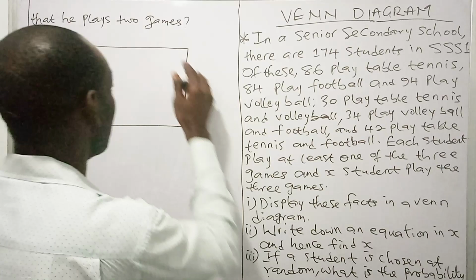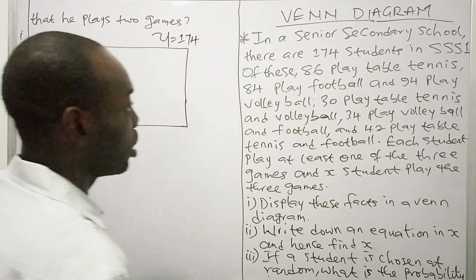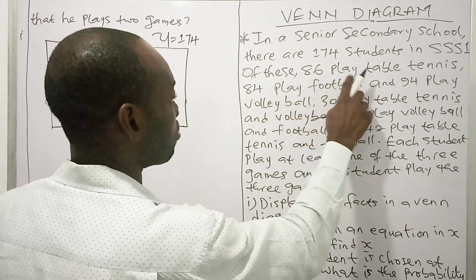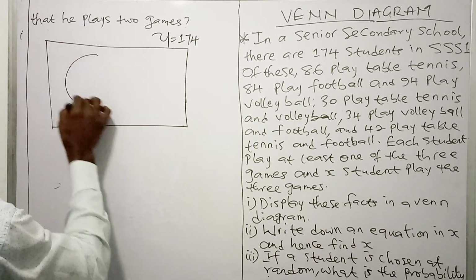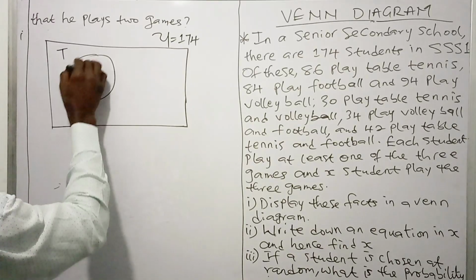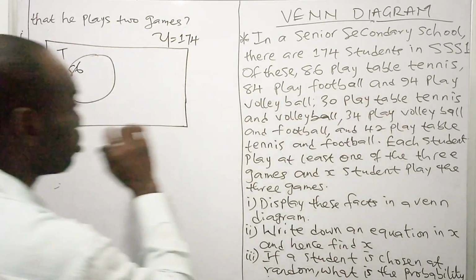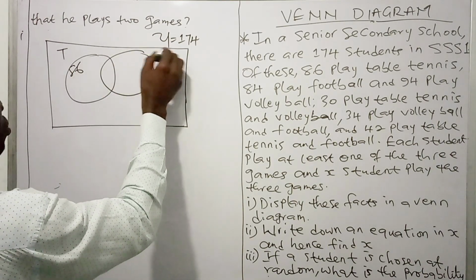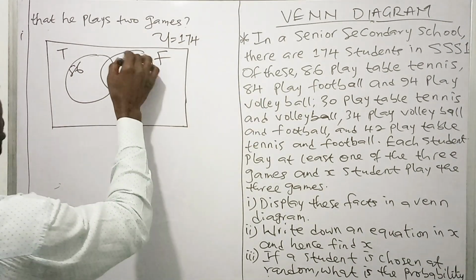Now the information here says the universal set is 124. That's total number of students in that school, in that very particular class. Now we're told that 86 play table tennis. So we'll have the first circle here, and we use T to denote table tennis. We have 86 there. Then we're also told that 84 play football. So we have yet again another circle. Then we use F to denote football, and the number there is 84.